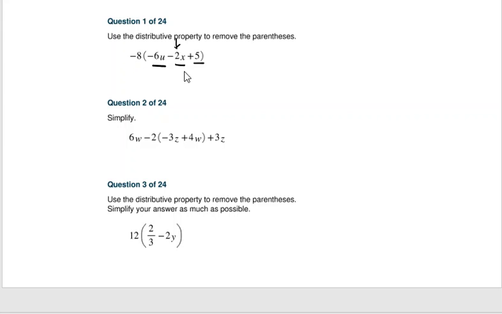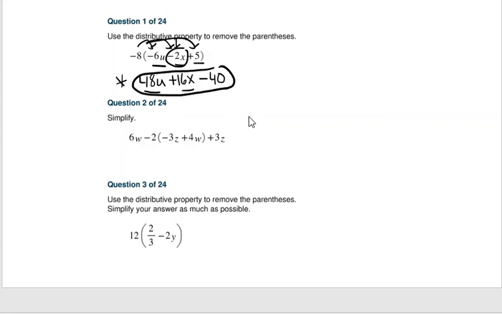Since this negative 8 is right next to the parentheses, every term inside the parentheses needs to get multiplied by what's out front. So this becomes negative 8 times negative 6u, which is a positive 48u, a negative 8 times a negative 2x, which would be a positive 16x, and then a negative 8 times a positive 5, which would be a negative 40. Now, all three of these are not like terms. This one has a u, this one has an x, and this one is just a constant. So we cannot combine these or simplify this any further. So our final answer would be 48u plus 16x and then a negative 40.